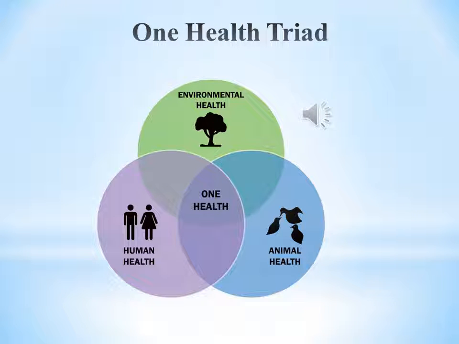This is called a One Health triad. When people, animals, and environment are put together, they make up the One Health triad. The One Health triad shows how the health of people, animals, and the environment are linked to one another. With One Health being a worldwide concept, it makes it easier to advance healthcare in the 21st century.